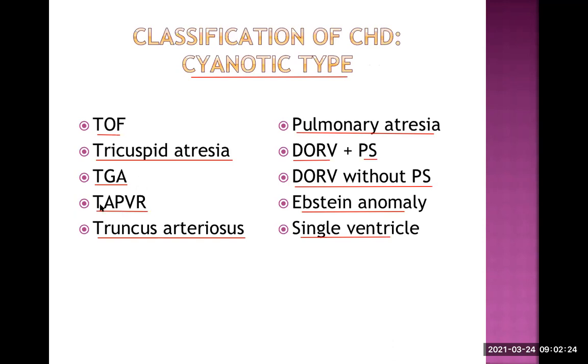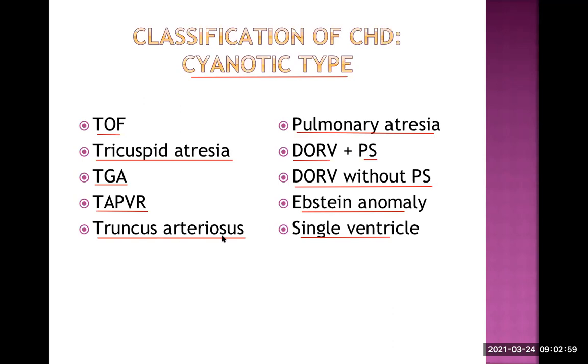TAPVR is total anomalous pulmonary venous return. Very easy concept. In this case, the pulmonary vein drains the blood into the right atrium. Normally, the pulmonary vein drains the blood into the left atrium, but this is an anomalous circulation, so it is taking blood directly into the right atrium. So all the blood is mixing there, both deoxygenated as well as oxygenated. So this is also a type of cyanotic heart disease.